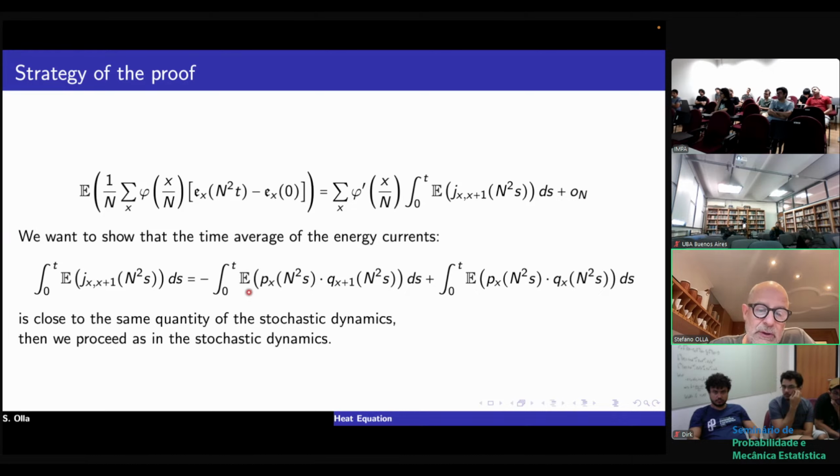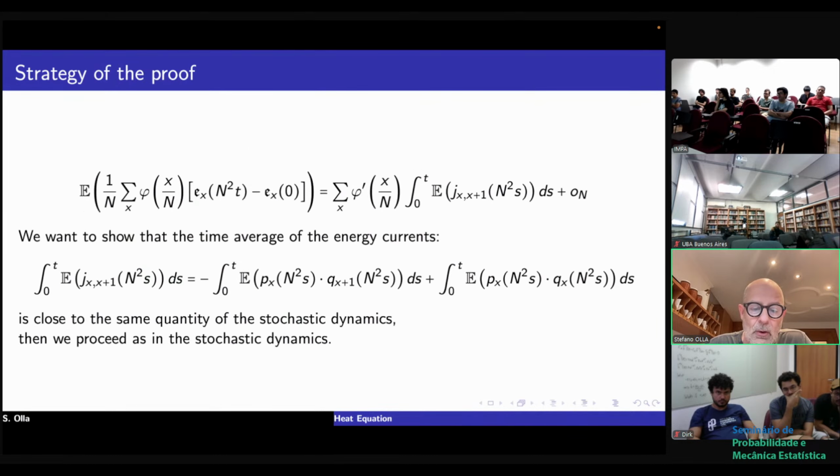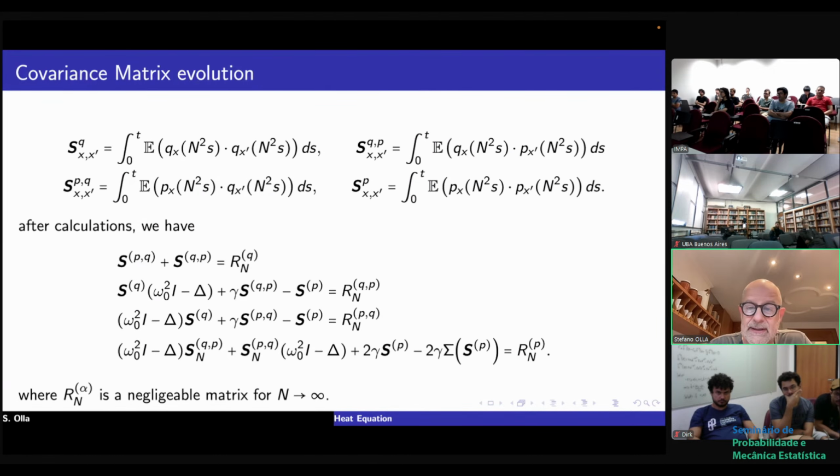We don't need to do that. We just need information about the time integral of that. And we want to prove that this is close to the same quantity of the stochastic dynamics. If we prove that, then we can proceed as we proceed in the stochastic dynamics. Okay, so how do we proceed in the stochastic dynamics?